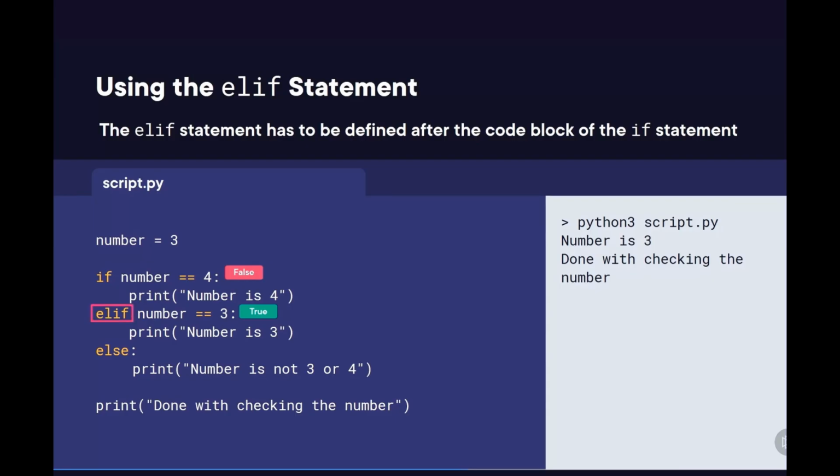Elif is short for else if. This type of statement also has to be defined after an if statement. It cannot stand on its own. Elif allows you to define another condition. The program will first check if the number is equal to 4. If it's not, it will first check if there are any elif statements before it checks for the else statement. Since the number is equal to 3, this code block will be evaluated. You can have as many elif statements as you want. You don't have to restrict yourself to only one. But it all depends on what you need to achieve in your program.